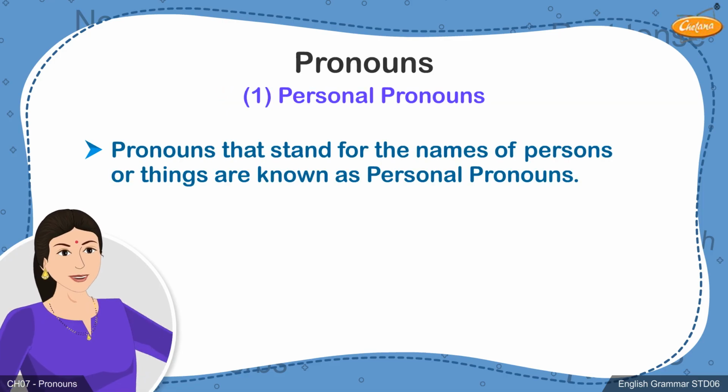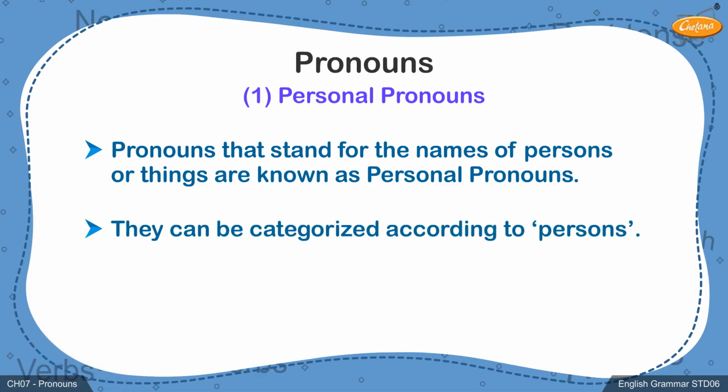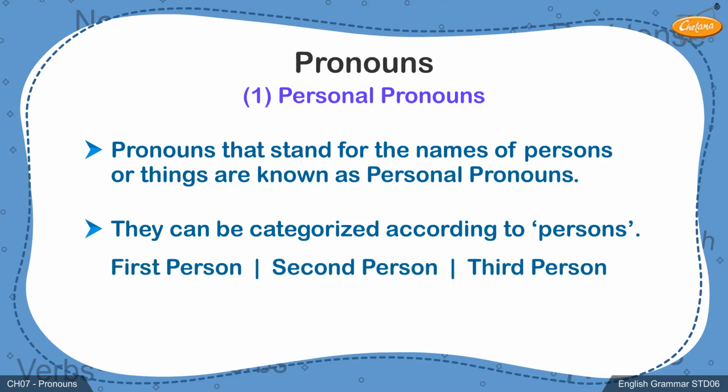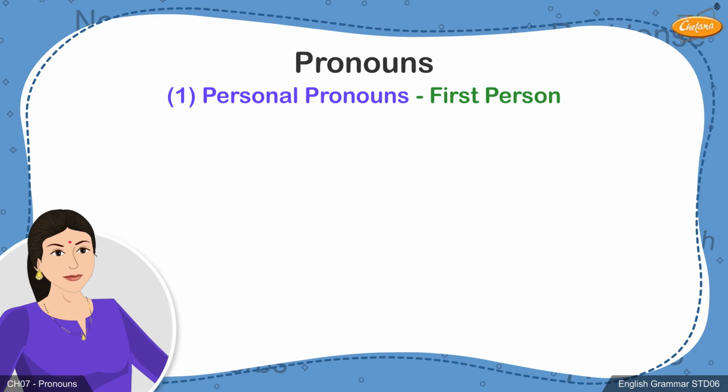Such pronouns stand for the names of persons or things. A personal pronoun can be used to replace these nouns. They can be categorized according to persons: first person, second person, third person. A first person pronoun is used when the person talks about himself or herself.